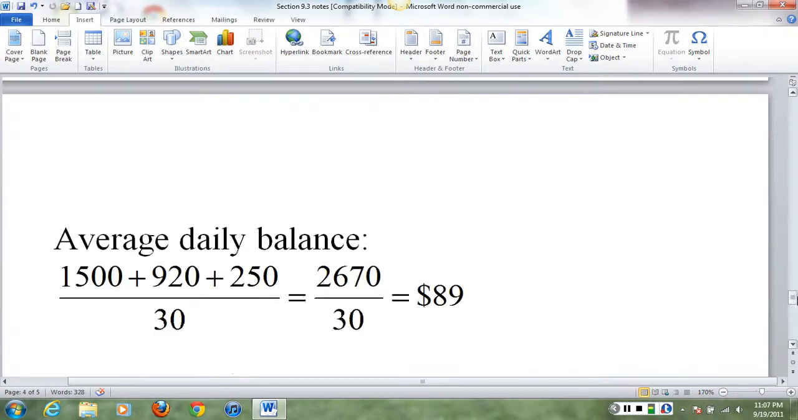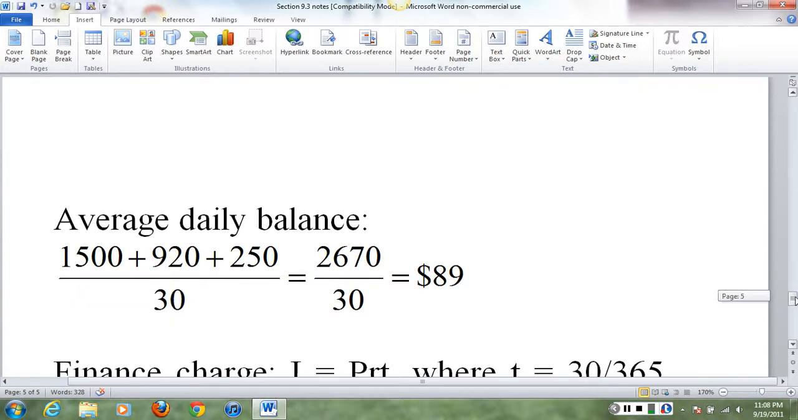To find the average daily balance, you add up all those figures, 1,500, 920, and 250, divide by 30, the number of days in this particular month, and you get 89. So your average daily balance that the credit card company is allowing you to use is $89. So on average for the month, you have about $89 worth of payments.